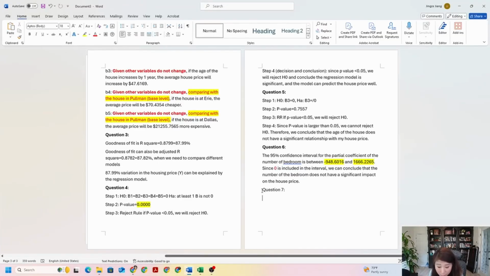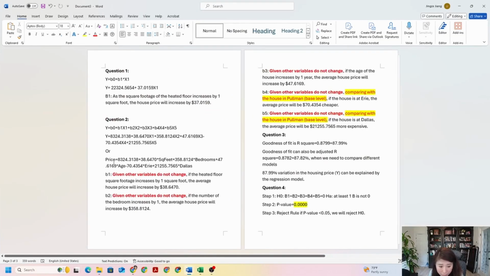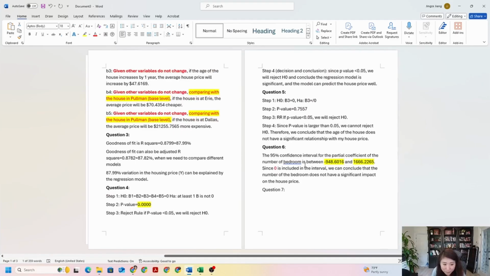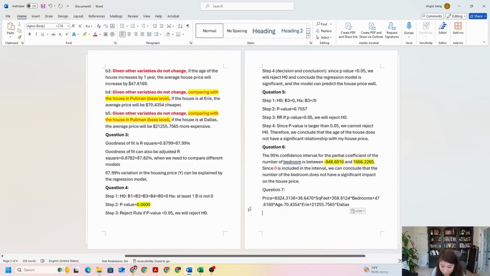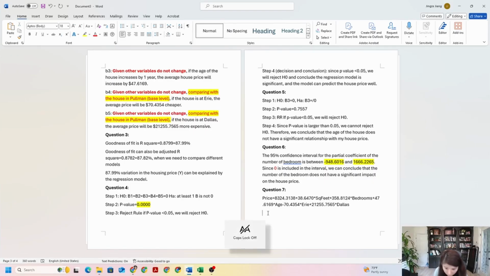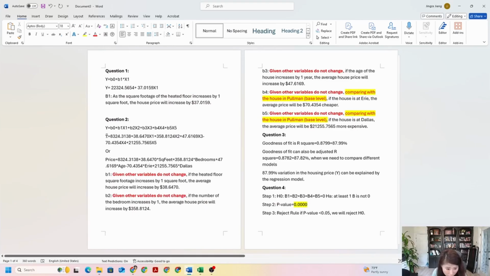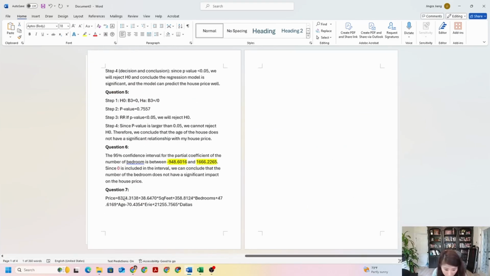Okay, now let's work on that together. In order to address question number 7, you have to watch the video related to question number 2, because we are using the equation we got in question number 2. So let me just copy this equation back here, because this is information we're going to use. After I read the question, I'm able to get the information for my value for square feet, right?